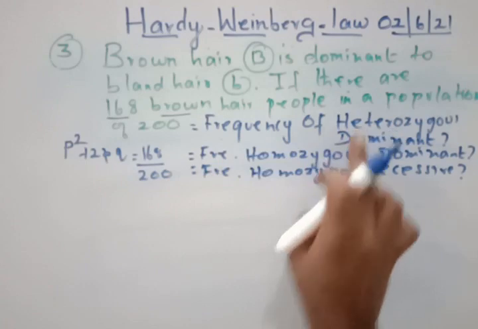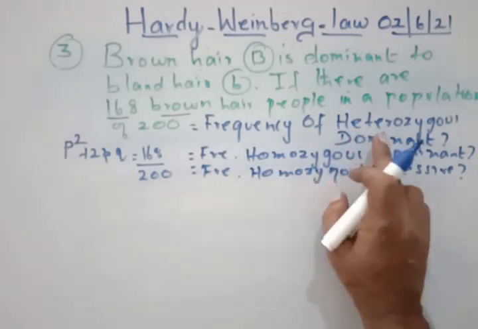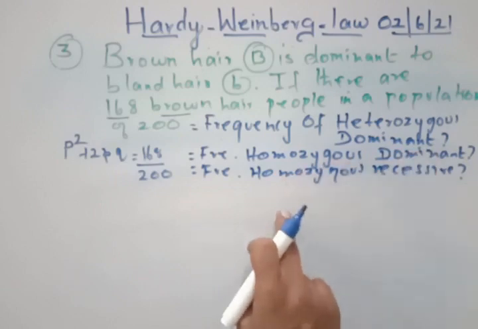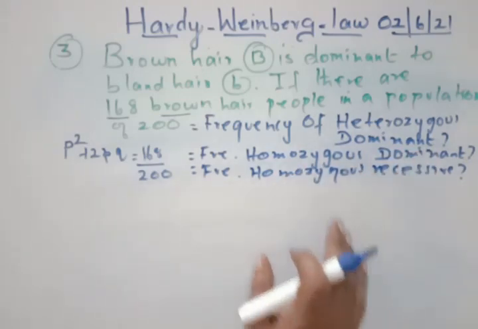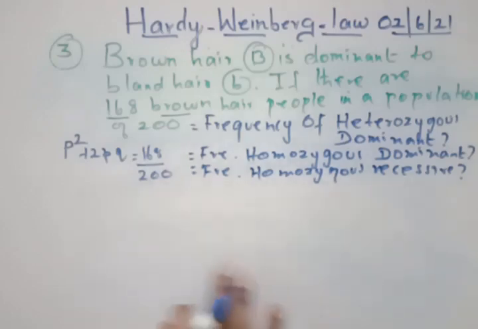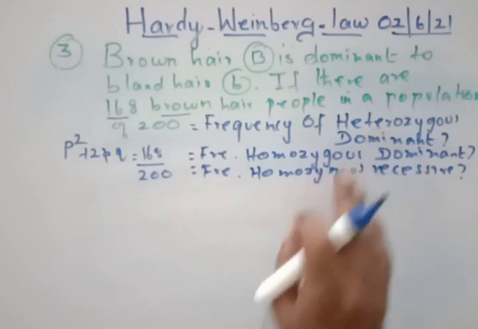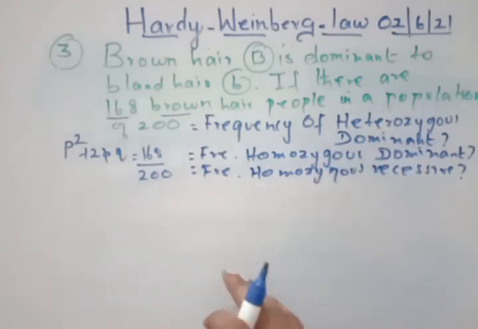Now find out the frequency of heterozygous dominant, the frequency of homozygous dominant, then the frequency of homozygous recessive. These three things together we are finding out. After this you will become very clear regarding finding out any one, either frequency of heterozygous or homozygous dominant, or homozygous recessive, whatever it may be. So with this we will complete.